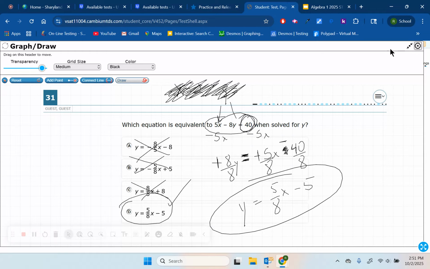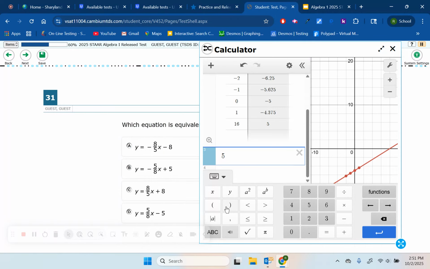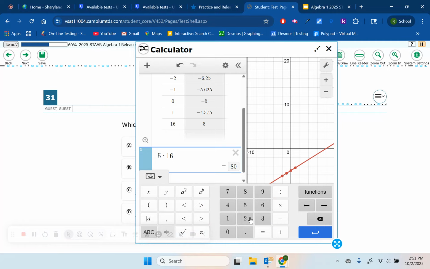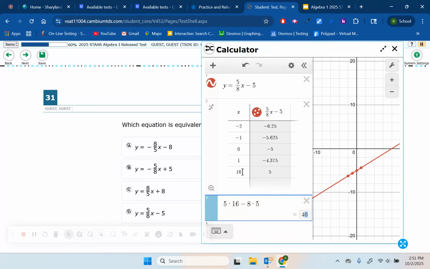5 times 16. And what was it? Minus 8y. Minus 8 times 5. And get that 40. So I knew what happens when we get those pretty coordinates. I'm going to be getting that 40 value over here, right? These are the numbers that you plug in for x and y to get your 40. And I did, right? So I made x 16, sorry, and y is 5 because of the original equation.